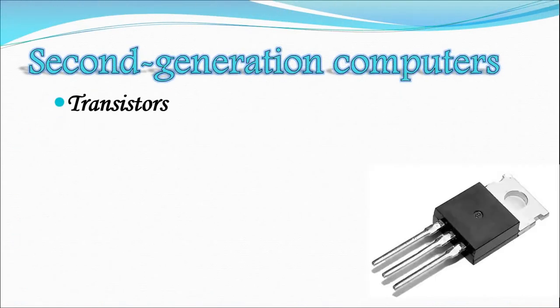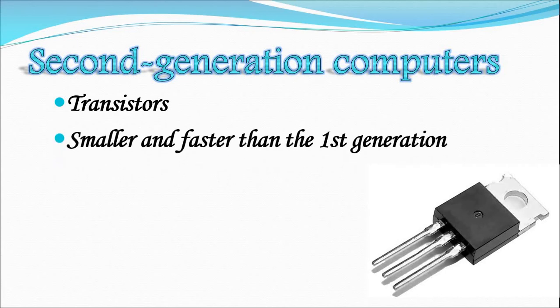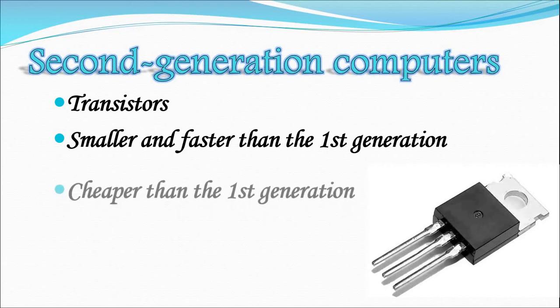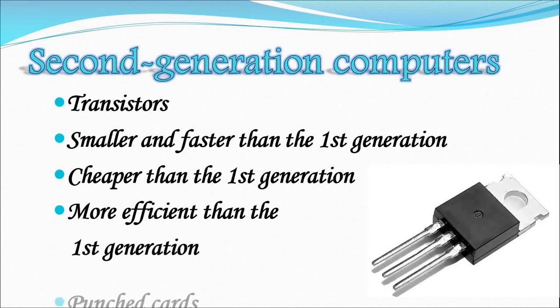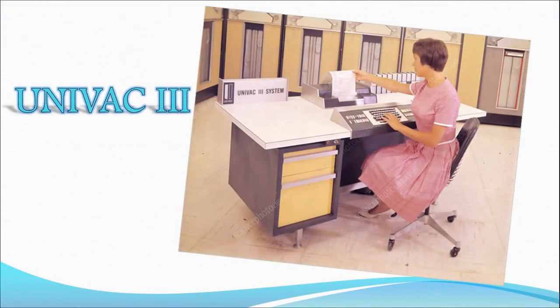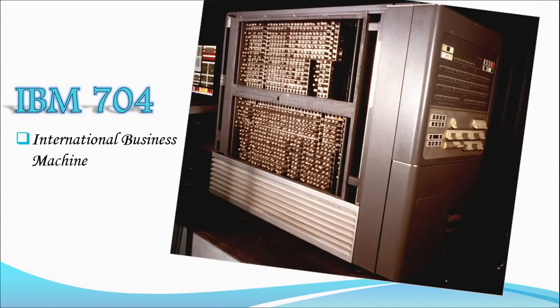Next, second generation computers. In this generation, transistors were used. They were smaller and faster than the first generation computers, and also cheaper and more efficient. They also used punch cards for inputs. Examples of second generation computers are UNIVAC 3, IBM 704, IBM 1401, IBM 700, RCA 501, NCR 300 series, Burroughs 5000 and 200 series. This is UNIVAC 3 and this is IBM 704. IBM stands for International Business Machines.